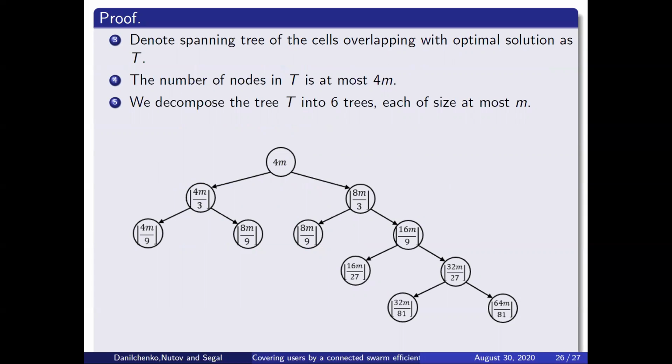Denote the spanning tree of the cells overlapping with the optimal solution as T. The number of nodes in T is at most 4m. We decompose the tree T into 6 trees, each of size at most m. So in order to create a tree partition, we will use a well-known partition that can divide the tree into 2 subtrees of size 1/3 and 2/3. We have 4m nodes in our spanning tree. We use the recursive decomposition rule above to decompose the tree T into 6 trees, each of size at most m.